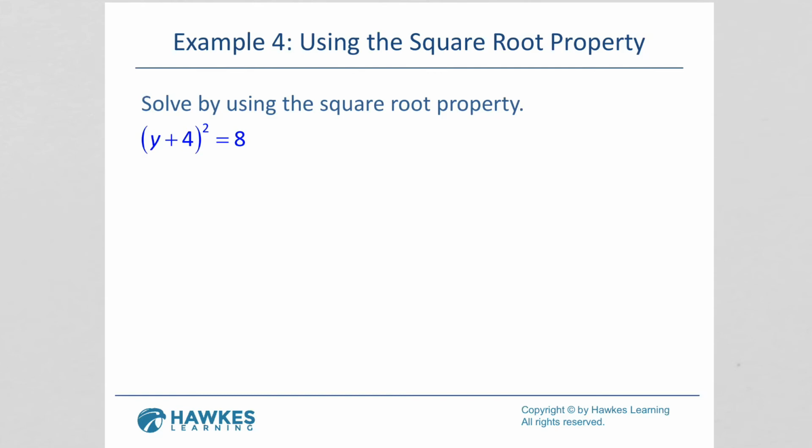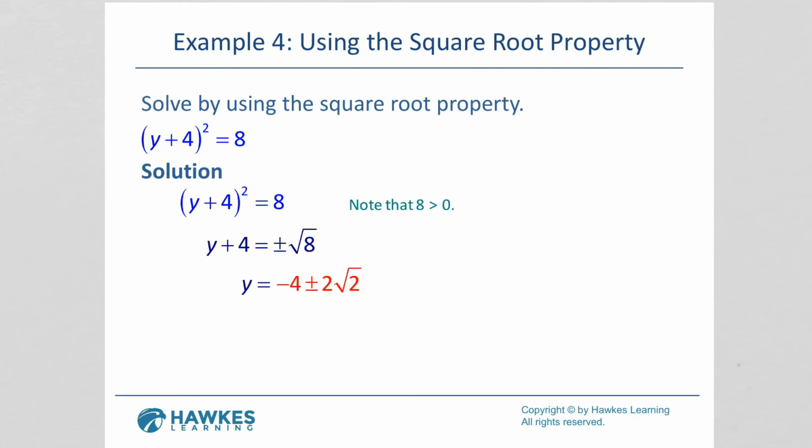Solve by using the square root property. y plus 4, that quantity squared, is equal to 8. For my solution, I'm going to make sure in this case that the squared term is isolated, which it is. And we'll notice that 8 is greater than 0, which means that we are going to end up with positive real solutions. So you take the square root of both sides. y plus 4 is equal to plus or minus the square root of 8. Subtracting 4 from both sides, y is equal to negative 4 plus or minus 2 square root of 2.